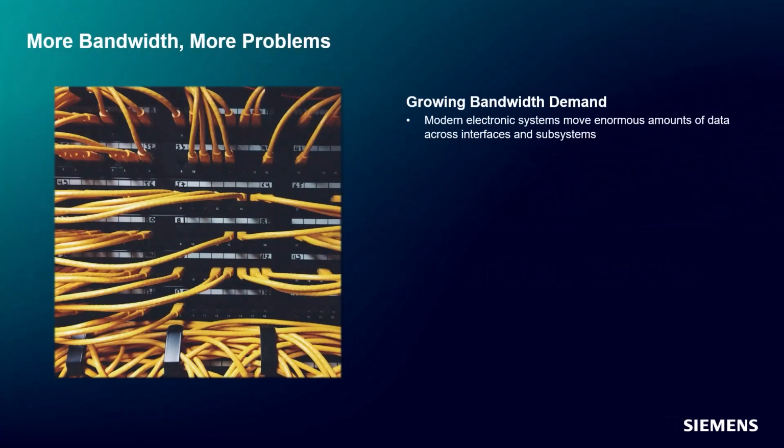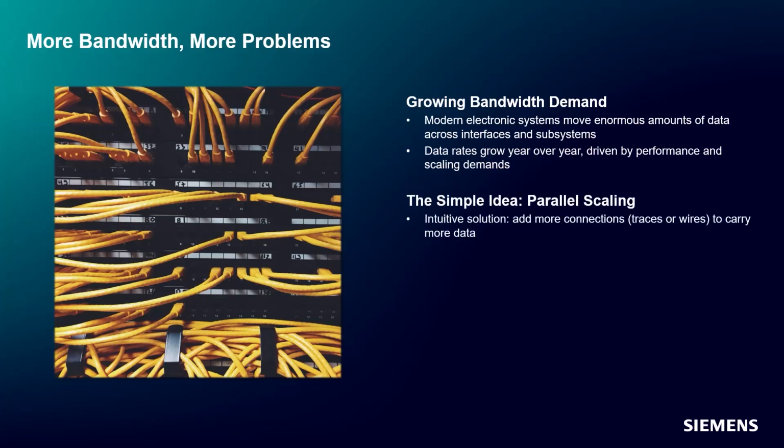Modern computing systems move enormous amounts of data, whether it's a GPU rendering graphics, a CPU coordinating tasks, or a network switch moving packets, the demand for bandwidth continues to grow every year. At first glance, the solution seems simple. If you want to move more data, just add more connections. Send more bits in parallel, and your bandwidth increases. And for a while, that approach worked well.